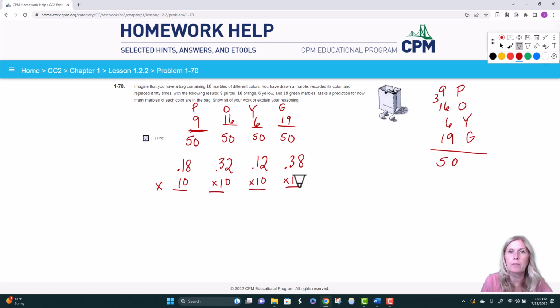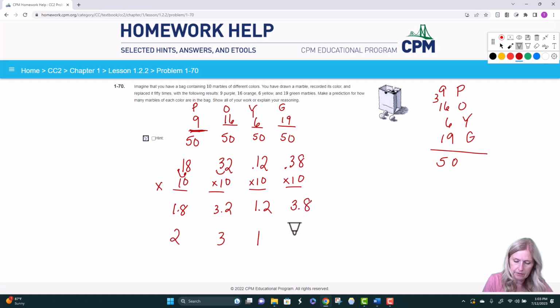And if you understand the powers of 10, you know that when you multiply any number times 10, all it really does is move the decimal point 1 hop to the right. So that's just going to turn this into 1.8. This turns this into 3.2, 1.2, and 3.8. All we need to do now is round these numbers to the nearest whole number. So 1 and 8/10 will round to a 2. This rounds to a 3, a 1, and that rounds to a 4.